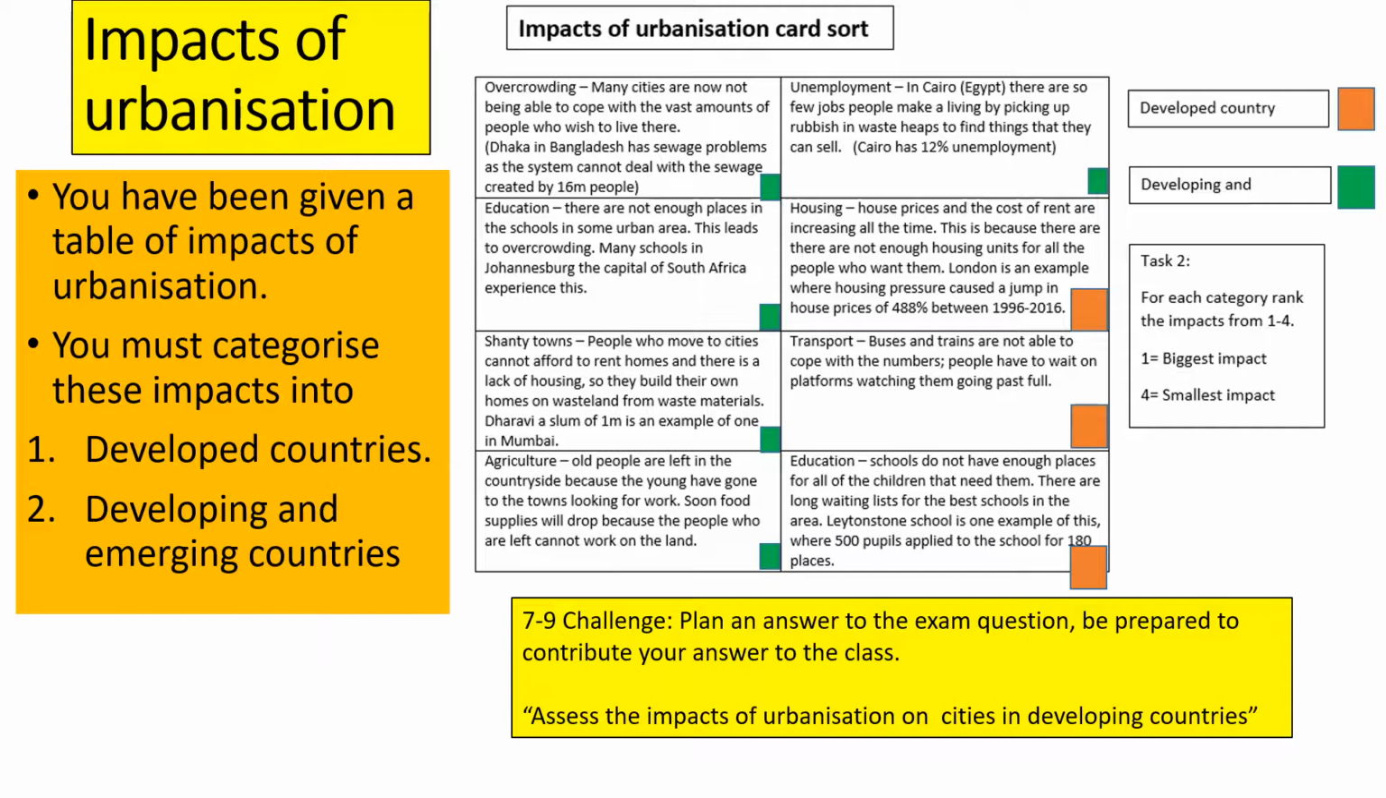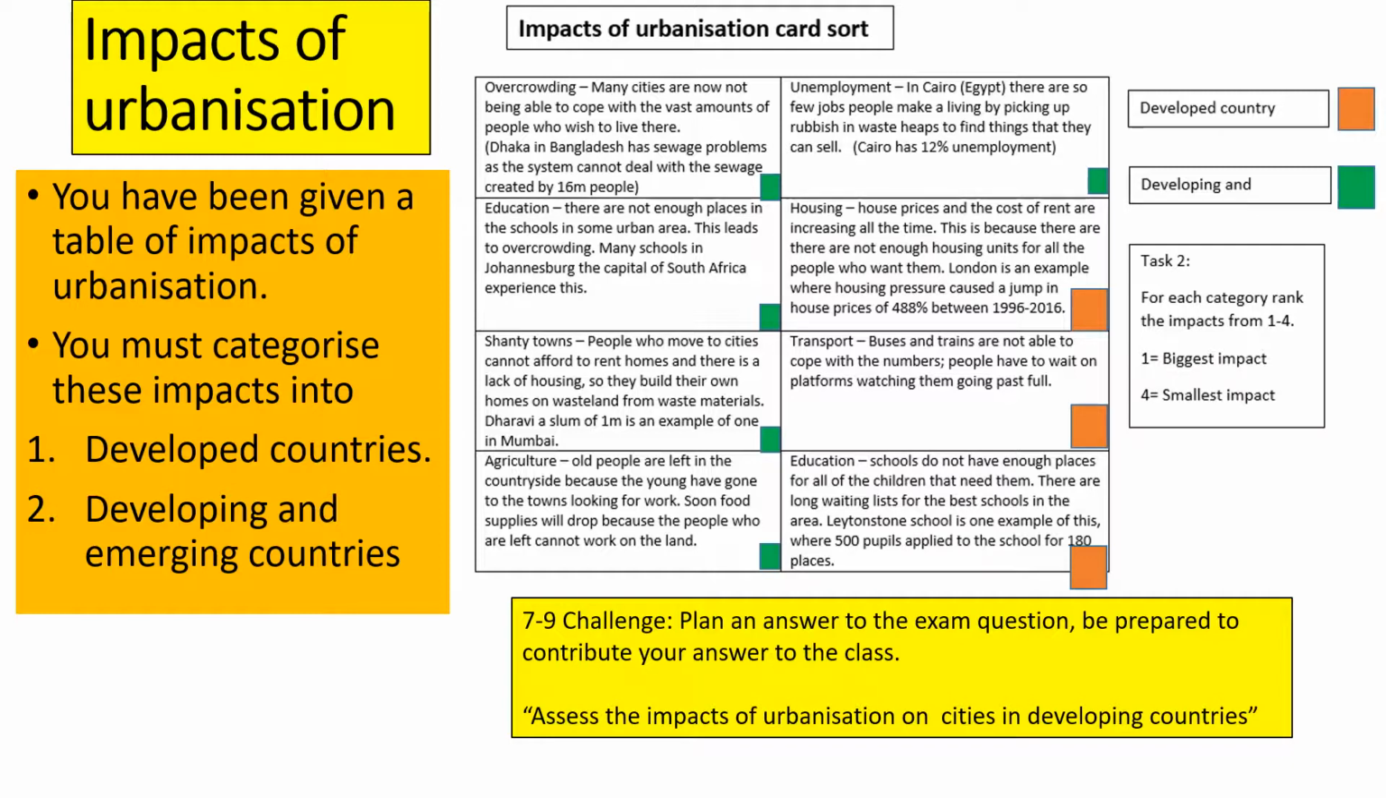And then education as well. Lots of areas are struggling to provide enough school places for the families that are moving in, and changes in population. For instance, one school in East London has got 500 pupils trying to go for 180 places in one year group in year 7. That's an example of the massive pressure being put on these schools in these urban areas, especially in developed countries. So London is the example I've used here, but this may be apparent in other places as well.